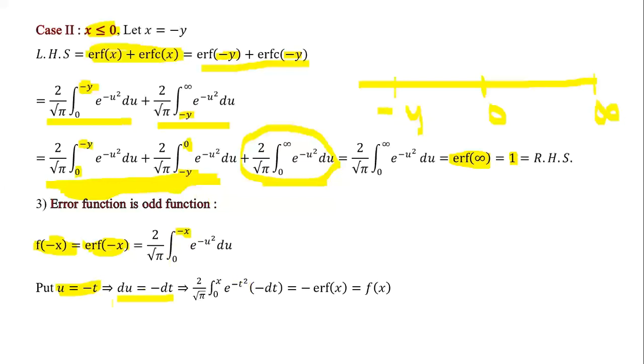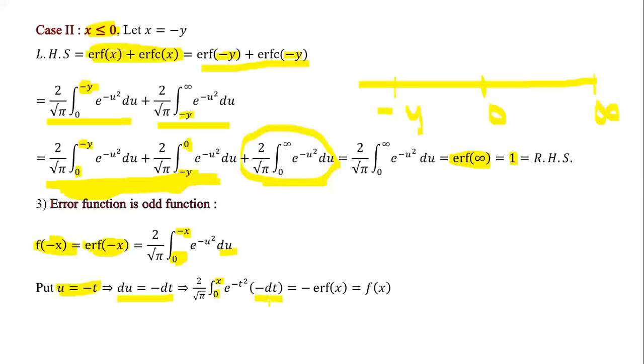And the limits of t are now from 0 to x. You can see this: if I put u equal to 0, the corresponding t is also 0. If I put u equal to minus x, the corresponding t becomes plus x. Therefore, your new limits are from 0 to x, 2 by root pi as it is, because it's a constant term, e raised to u, the value of u is minus t, but its square becomes plus again. So e raised to minus t square, and the value of du is minus dt.